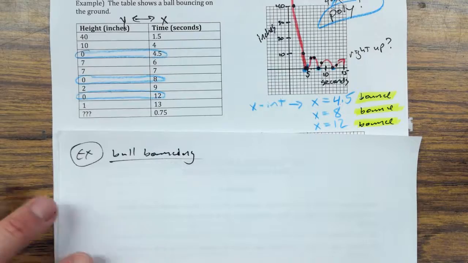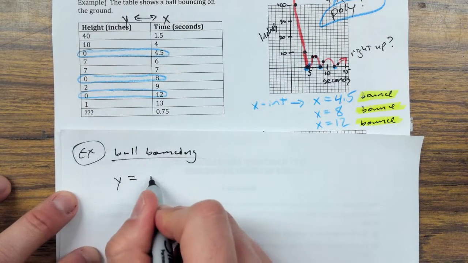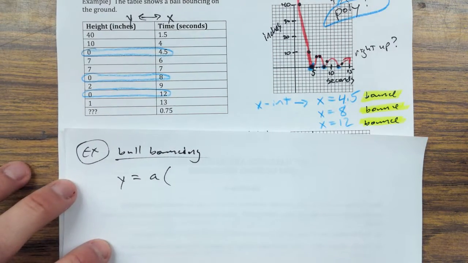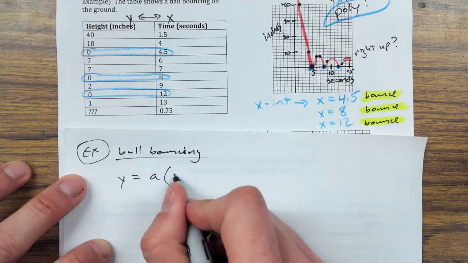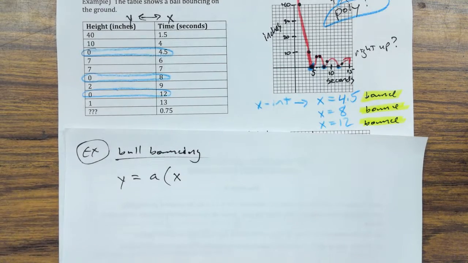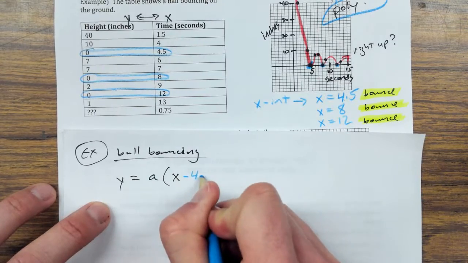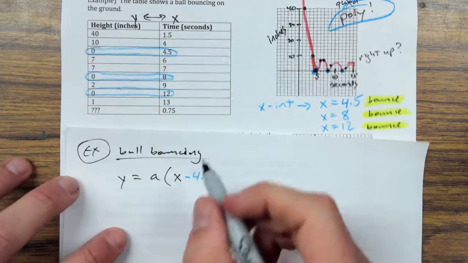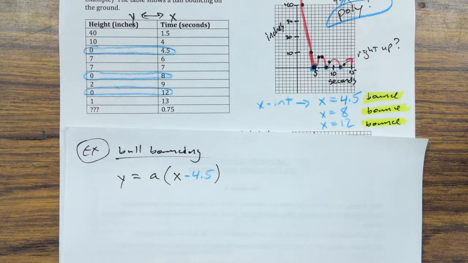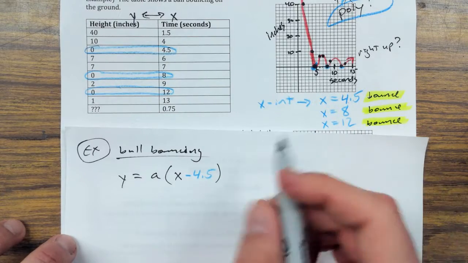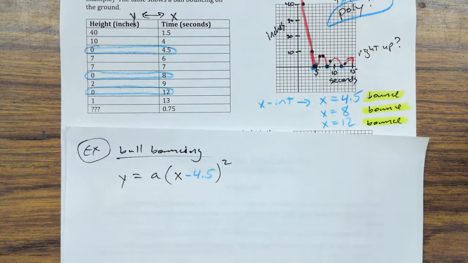Now, the nice thing about polynomials is this. We write y equals a, just like a quadratic, but we don't have to worry about the vertex. What we're going to do now is say x, and the first x-intercept was 4.5, so I'm going to put minus 4.5 in a quantity. So x minus 4.5, it's always the opposite. And because it's bouncing, we put a squared.